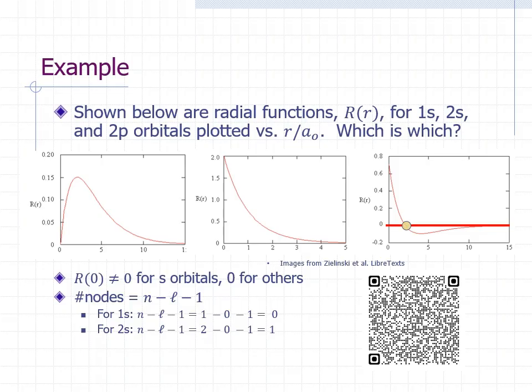Note that for the 2p orbital, shown on the left, the radial function is 0 at the nucleus, and there is no radial node. For a 2p orbital, n is 2, L is 1, and n minus L minus 1 is 0. Note that the location of the nucleus, where r is equal to 0, is not considered a radial node, even though the radial function is 0 there.